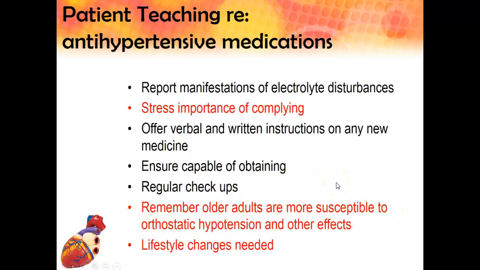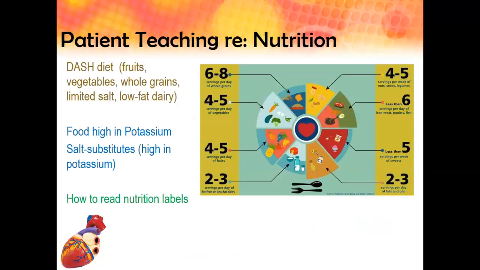And talk to them about lifestyle changes that may be needed that can actually help enhance the effectiveness of the antihypertensive medications, like lifestyle changes and or diet. So again, we're talking to patients about diet. The DASH diet promotes more fruits, vegetables, whole grains, limits salt, and also promotes low-fat dairy. Have foods that are high in potassium.